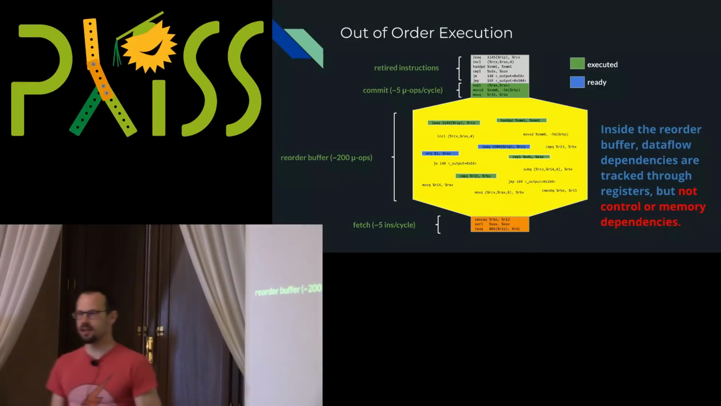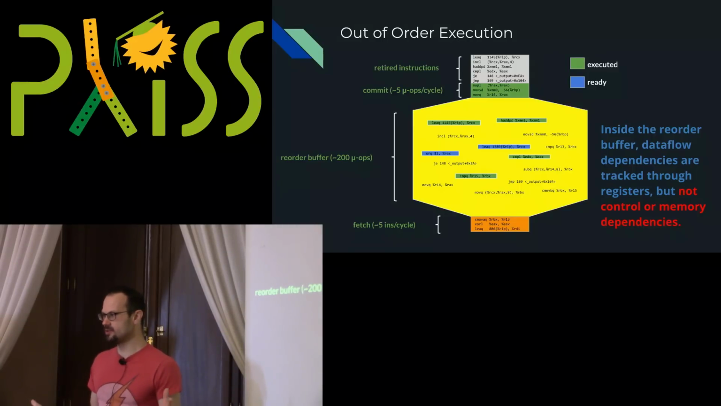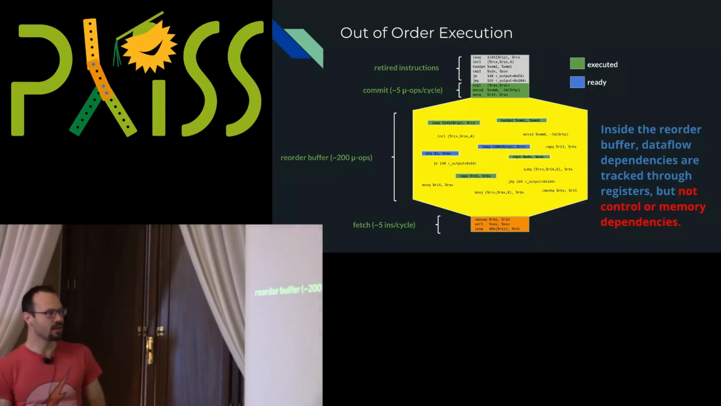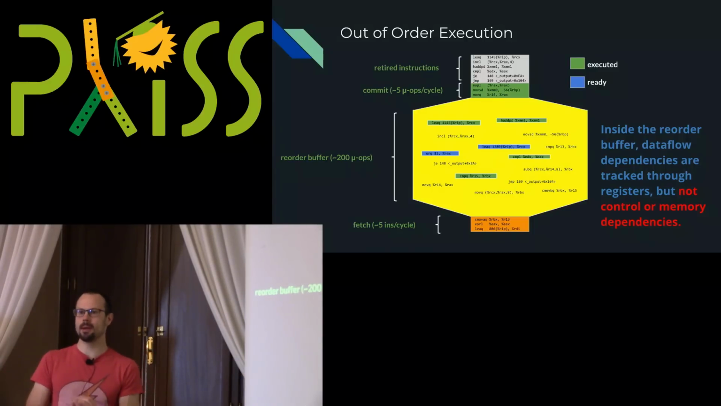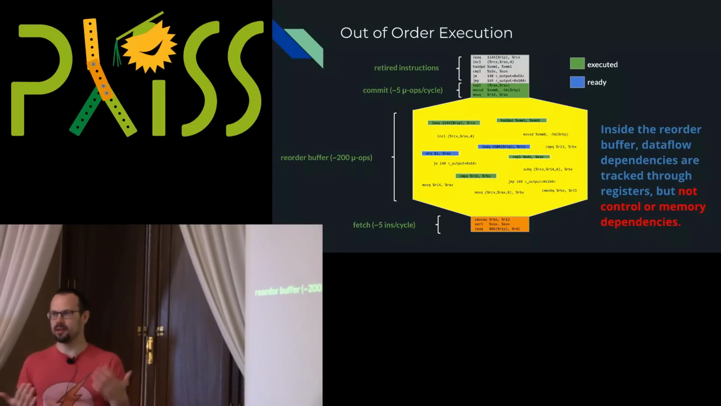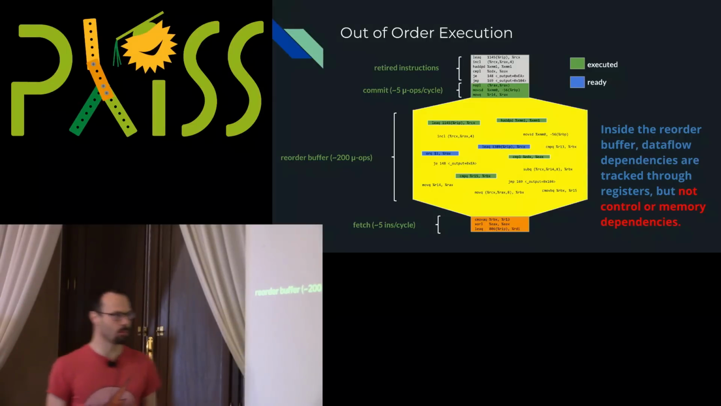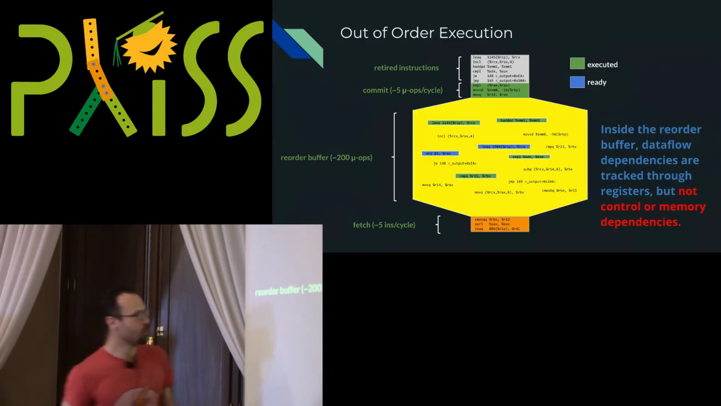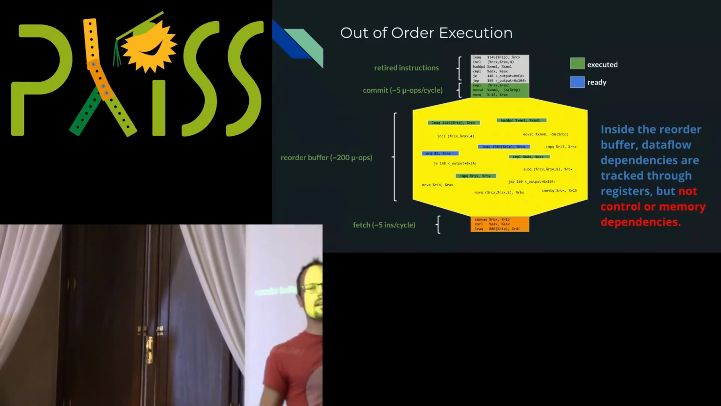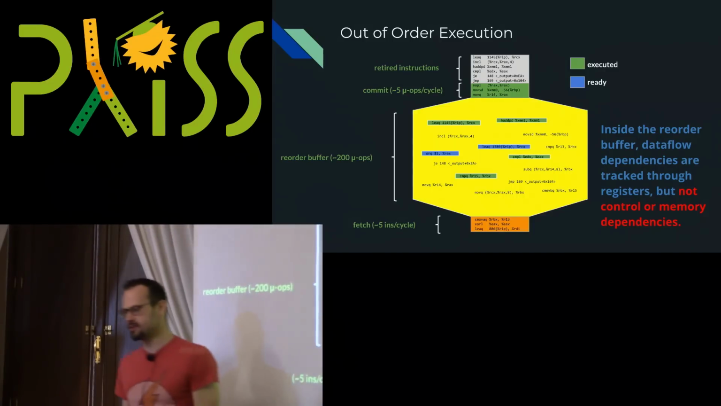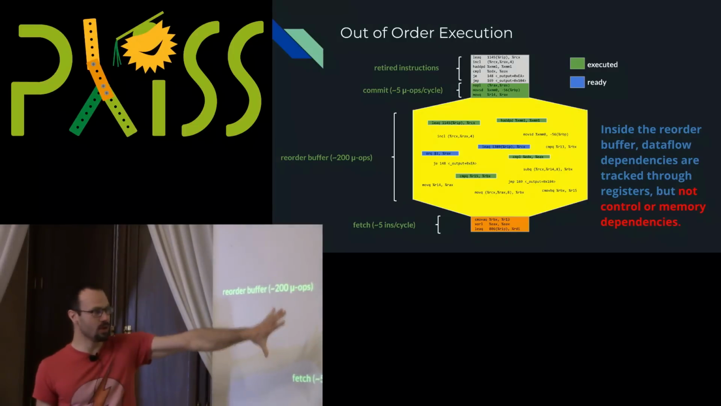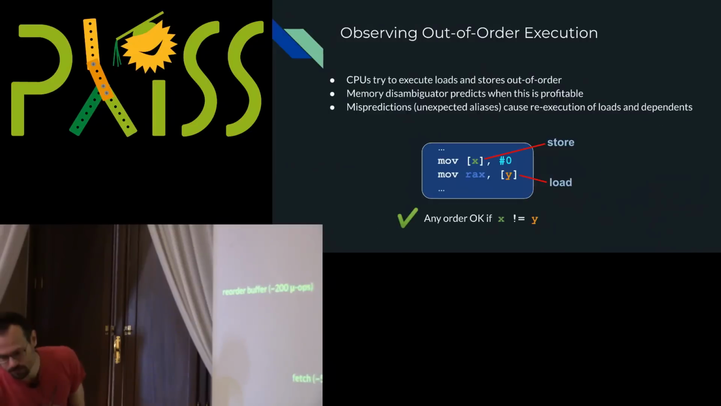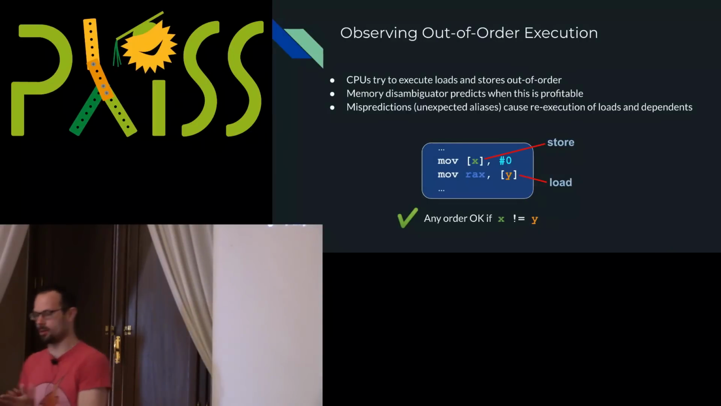Okay, so inside the reorder buffer, it's a giant soup. It's essentially a data flow graph. But the data flow graph does not capture memory dependencies. So if we have loads and stores, you can roughly think that it doesn't know which order they came in the original program, which means that loads and stores can be reordered in memory. We've got this wonderful mechanism that whenever we get here, we can figure out whether we did something out of order, but in the middle, it doesn't really know.